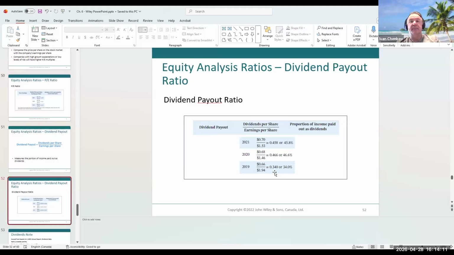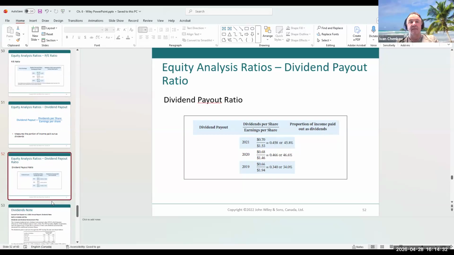So in this case, as you can see, they're generating earnings per share of 1.53, but they're giving only 70 cents per share. So in other words, they give them 45.8%. So what's happened with the other 83 cents per share? They keep it in the company as retained earnings. Make sense?